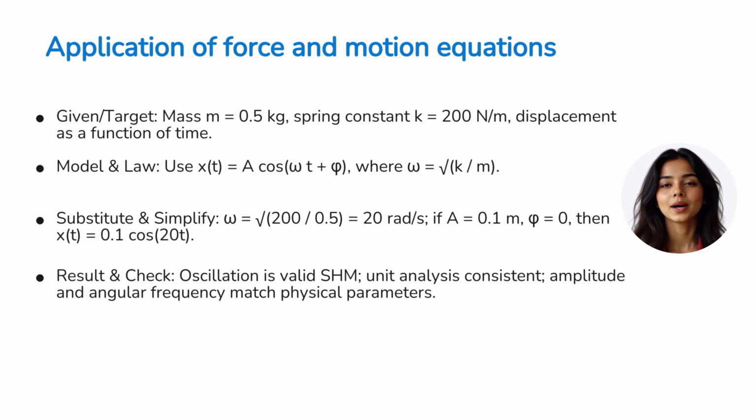Plugging in our numbers, omega becomes square root of 200 divided by 0.5, which simplifies to 20 radians per second. Let's say the amplitude A is 0.1 meters and the initial phase phi is 0 for simplicity. So, our displacement equation becomes x of t equals 0.1 times cosine of 20 times t. This tells us that the object oscillates between plus and minus 0.1 meters, with an angular frequency of 20 radians per second.